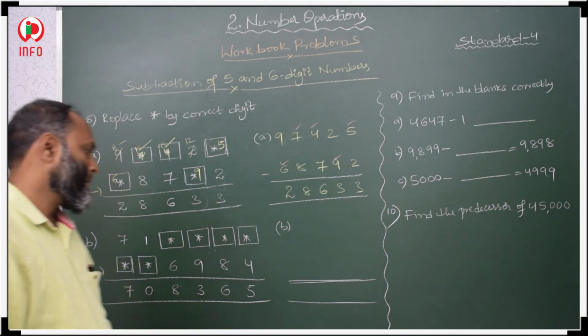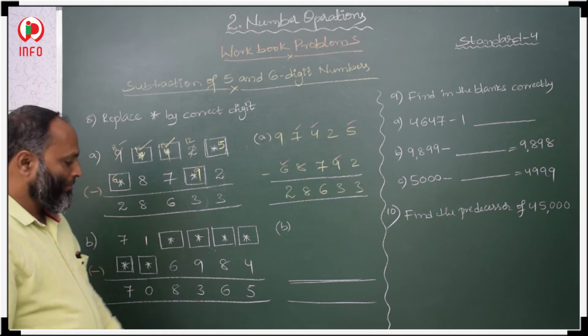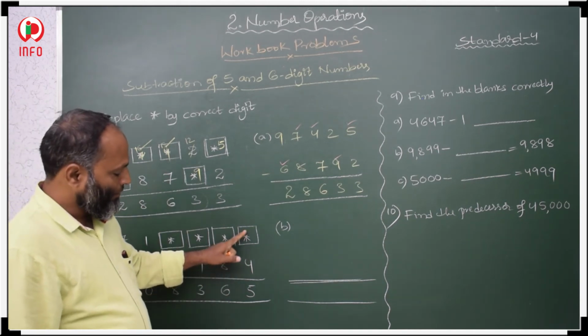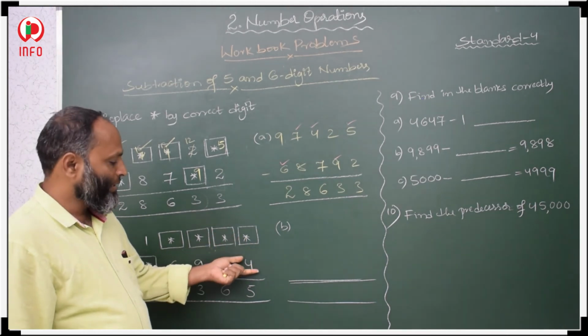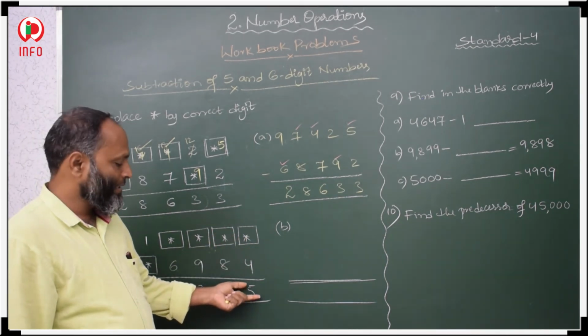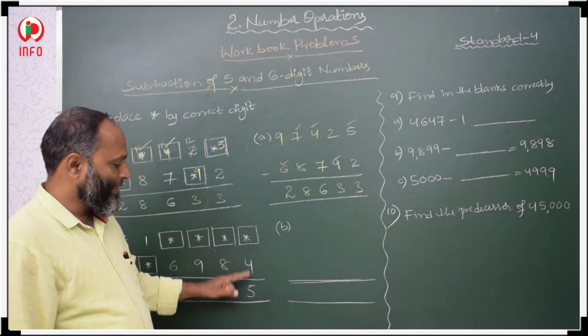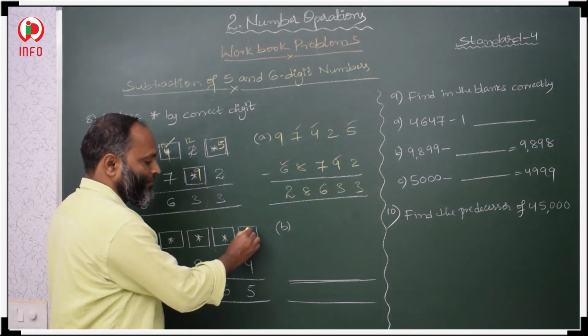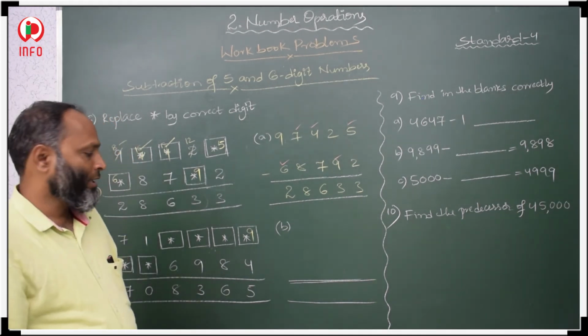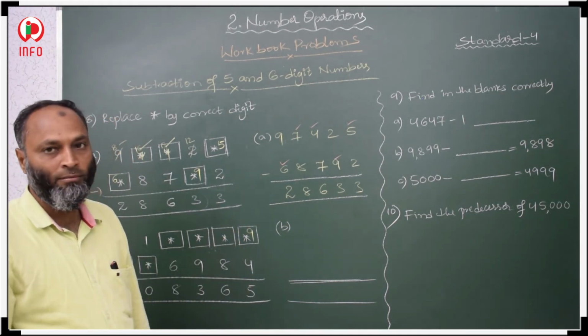Missing numbers. Here, a missing number. How will we get this one? So it is the minuend. The difference is given and the subtrahend is given. Add these two. 5 plus 4, 9. Then you will get the minuend. That means 9 minus 4 is 5.